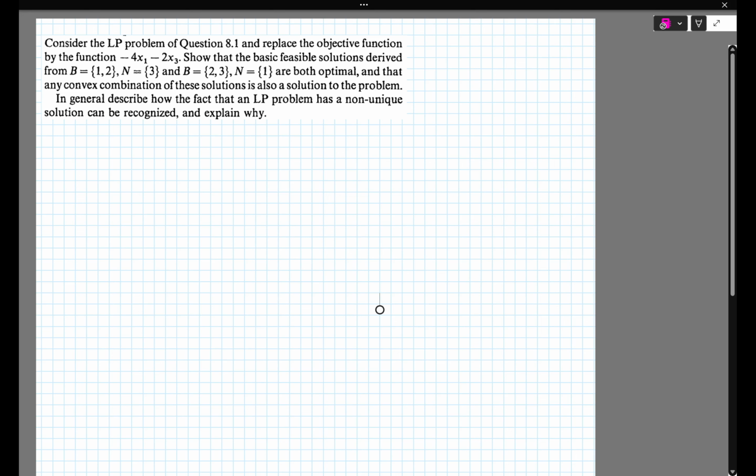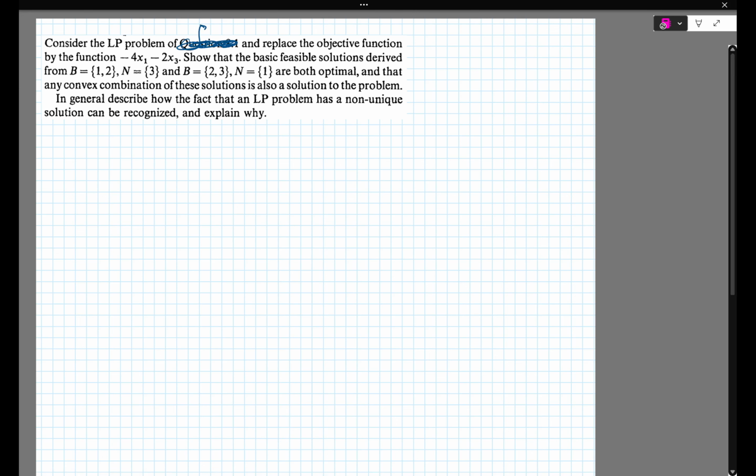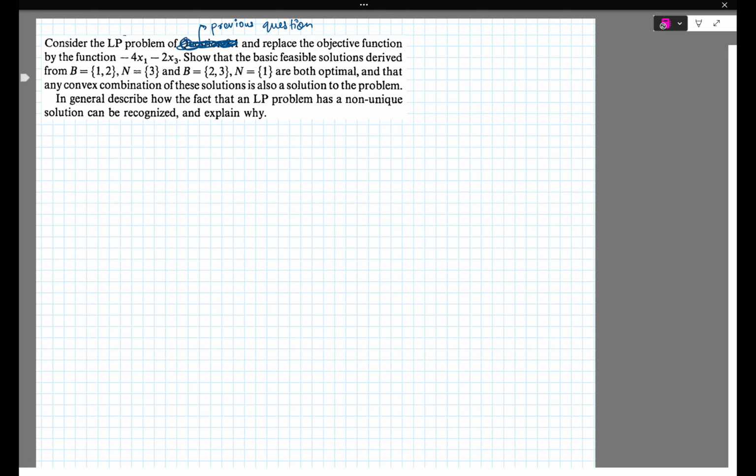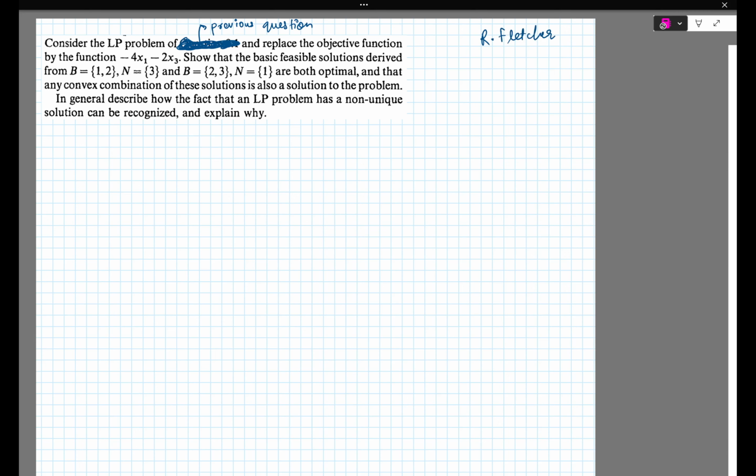Okay, so consider the LP problem of question 8.1. Okay, 8.1 is basically the previous question. These questions I have taken from this book by Roger Fletcher. So these are questions which are at the back of that book. So consider the LP problem of the previous question. So let me just copy it.